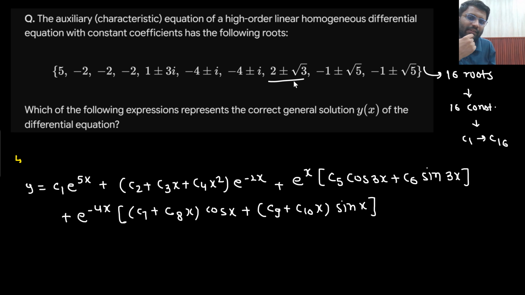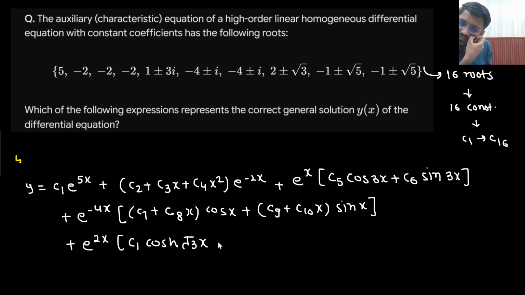Now I will go to this guy. I will ask him, are you being repeated? 2 plus minus under root 3. He will say, no sir, I am not being repeated. So what will be the answer? 2 will come outside, e to the power 2x will come outside. Inside C1 cos hyperbolic under root 3x plus C2 sin hyperbolic under root 3x.